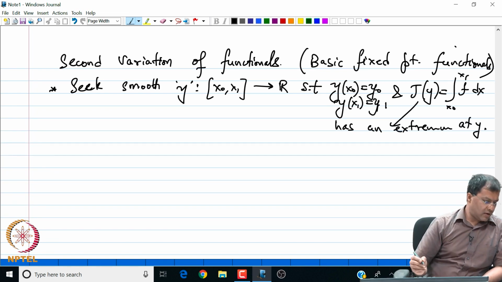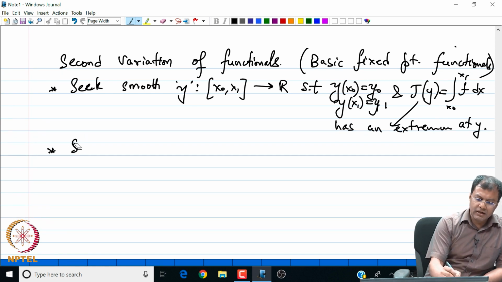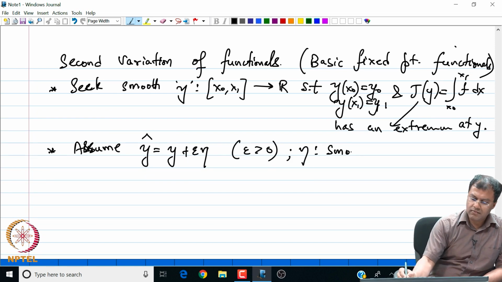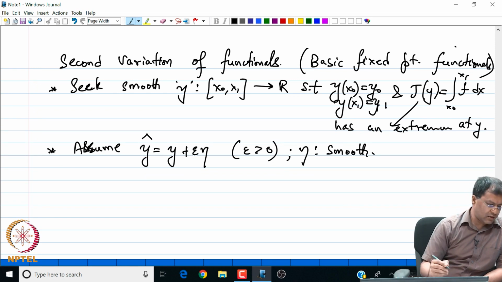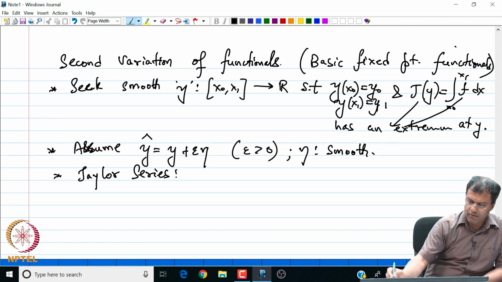at y. Okay. Then we continue our discussion with the standard perturbation argument. Assume a perturbation of the form y hat. This is a one variable setup. So, y hat is equal to y plus epsilon eta. We assume a perturbation of this form where epsilon is positive and eta is a smooth function, right. Then we use Taylor series on the integrand f.